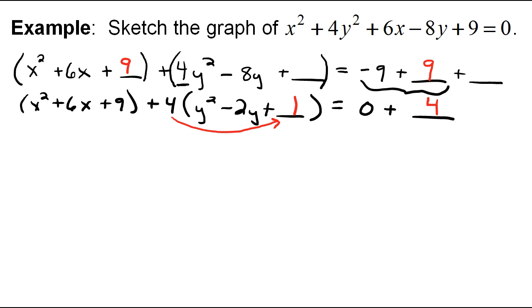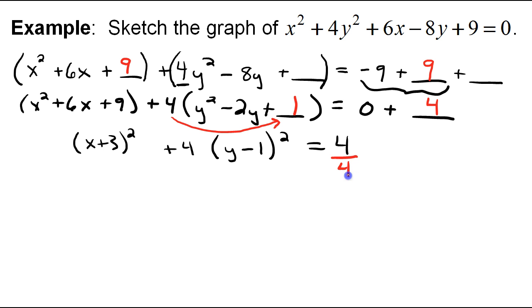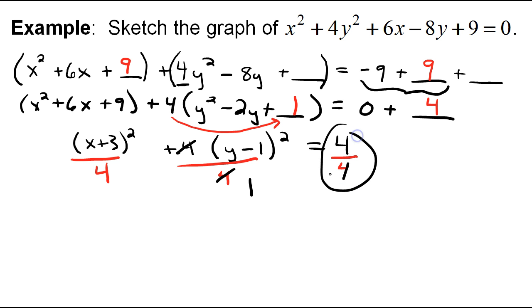So let's clean it all up. Alright, so I've factored each of the trinomials. I still have this 4 here, and I have a 4 on this side. So don't worry about this guy. What you need to worry about is this one, because for an ellipse you must have a 1 there. So I'm going to divide all the way through by 4 for all the terms. What happens is these two 4's cancel, and I have a 1 left. And this over here simplifies to a 1. So here's my final equation.